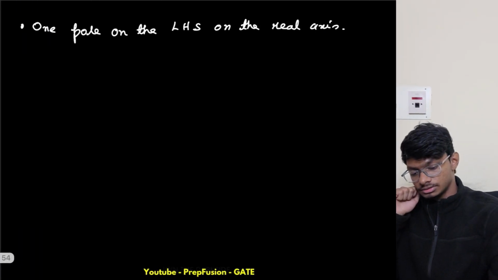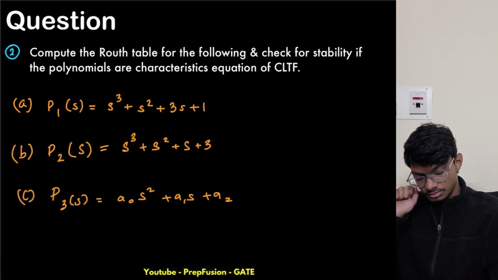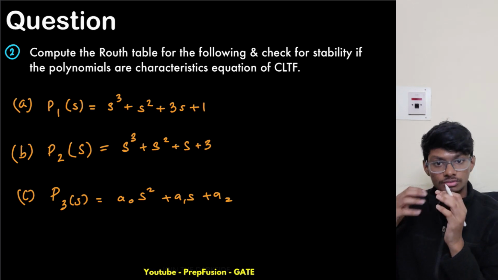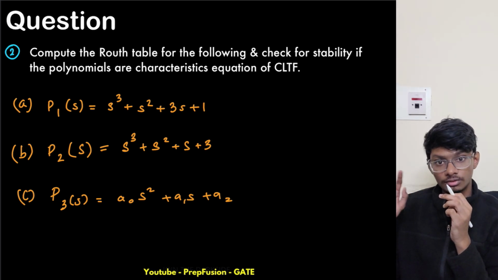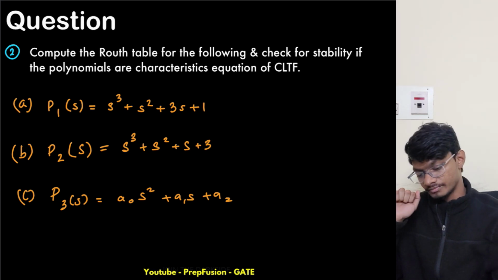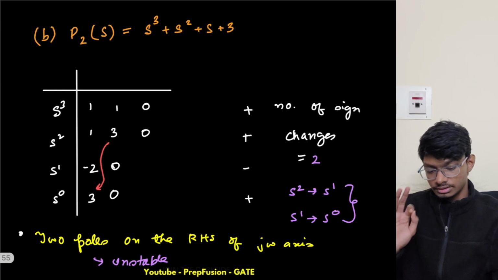Now let's solve for the third one. Okay, what was the third one? Third one was a special case. Why? Because I wanted to tell you one key point, right? Why did I say so? So let's take the third polynomial and compute the Routh table, right?